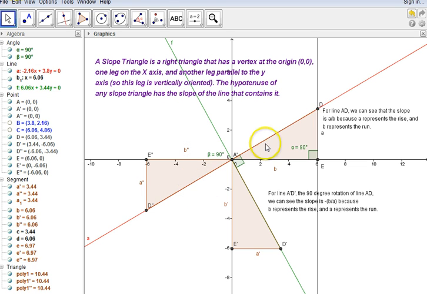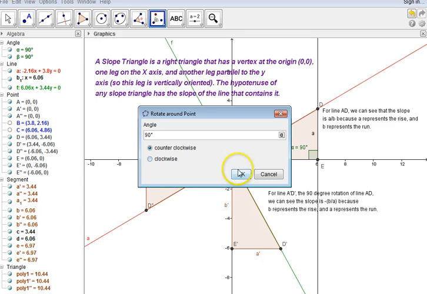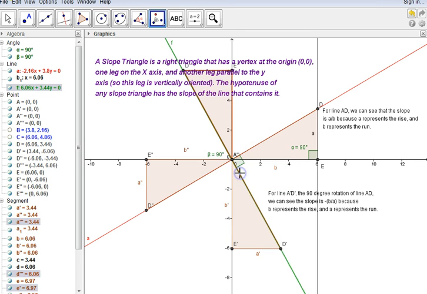So each of these slopes for each of these lines is determined using simply the rise, or the distance in the y direction, vertical direction, divided by the run, the distance in the x direction or horizontal direction. Rise divided by the run, rise divided by the run. And if we rotate this one more time, well, let's do it. This triangle around this point, 90 degrees clockwise.